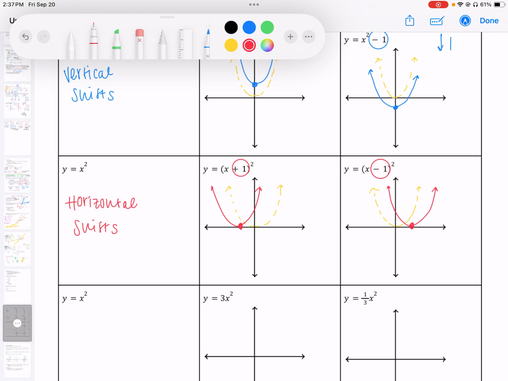The reason that we are moving to the right when it's minus and to the left when it's plus is because the original function would actually say x minus h squared. And so if you have a double negative, it's written as a positive. So really it is a minus, but because there's two minuses, we can write that as a positive value.